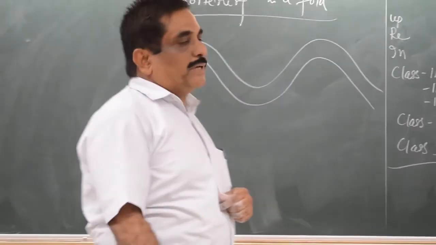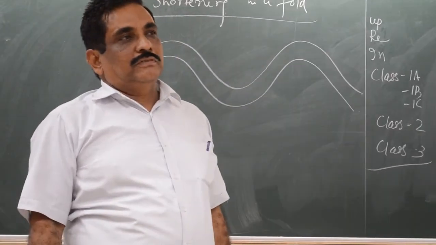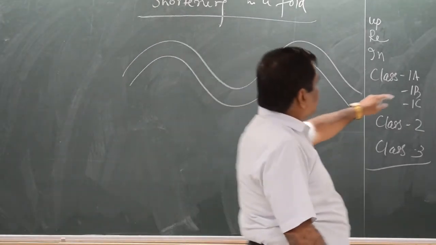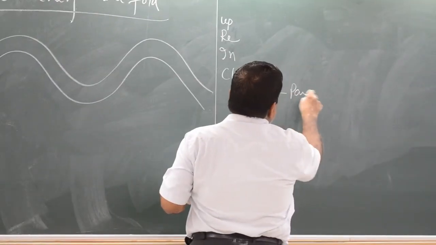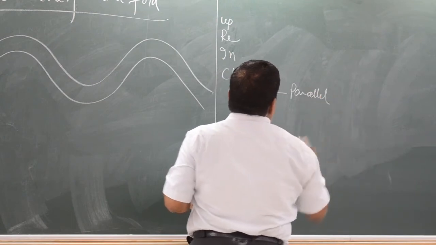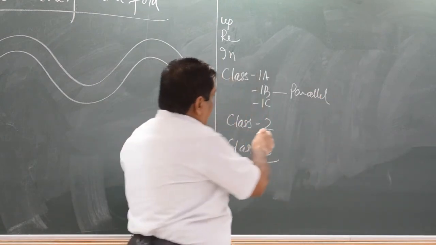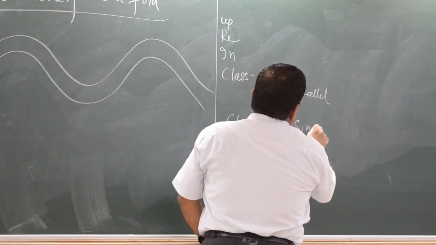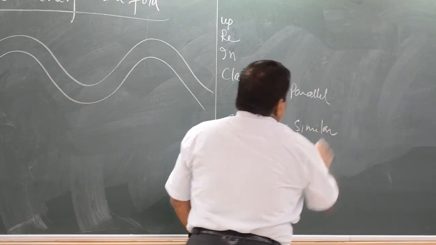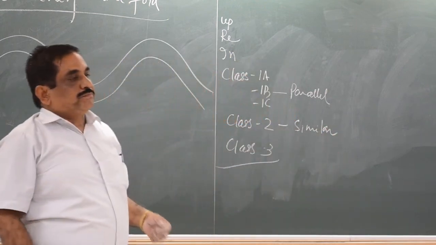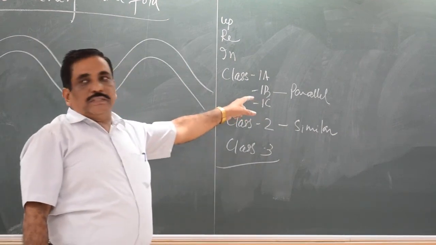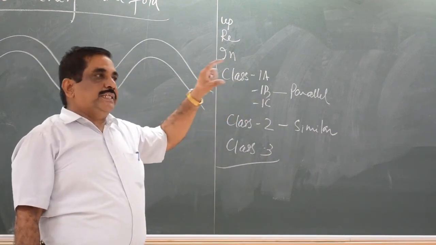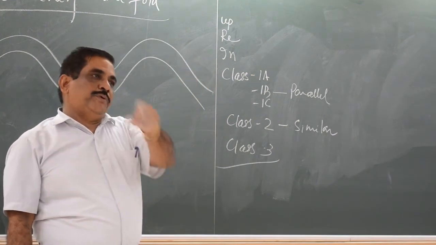Which fold is called a parallel fold? This is a parallel fold. Which is a similar fold? Class 2 is a similar fold. What is the difference between a parallel fold and a similar fold? In a parallel fold, the thickness of the bed remains constant everywhere.